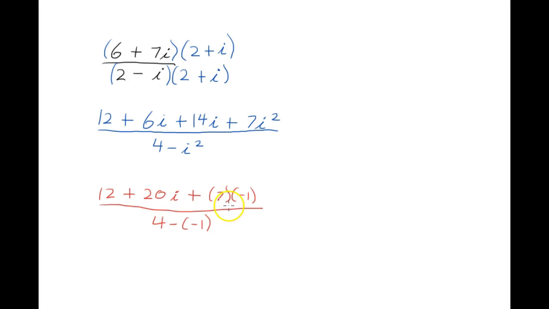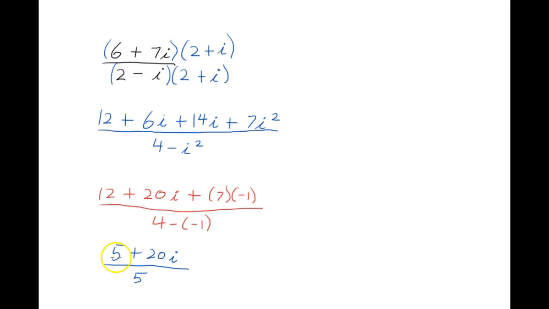All right, continuing to clean this up, we've got 12 minus 7 and 4 plus 1, minus a negative is plus 1. So I've got 12 minus 7 is 5, plus 20i. In the denominator, I have just 5. Okay, now we can cancel something out. We can cancel a 5 out of every single term.